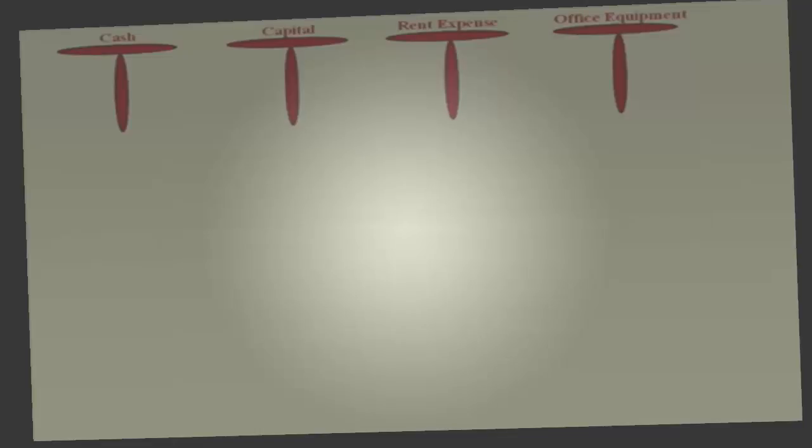Look at the plus minuses. It's coming now. Did you get it? Capital is a liability. So decrease left, increase right. So it's minus plus. Expense, what did Pacioli say? Increase left, decrease right. So it's plus minus.